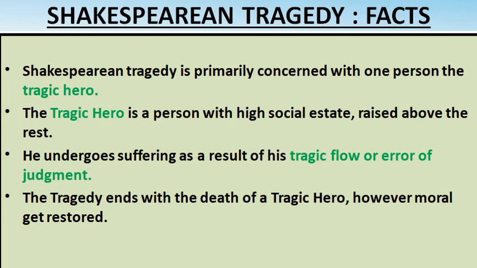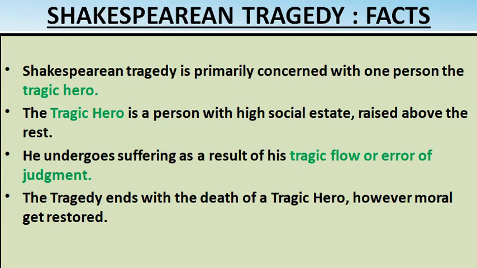Means all the incidents, all the circumstances, all just revolved around the tragic hero of that particular play, right? So primarily the major concern, the major incidents revolved around the tragic hero. So the tragic hero in the Shakespearean tragedies means the main character, the main narrator, the main protagonist of the play.